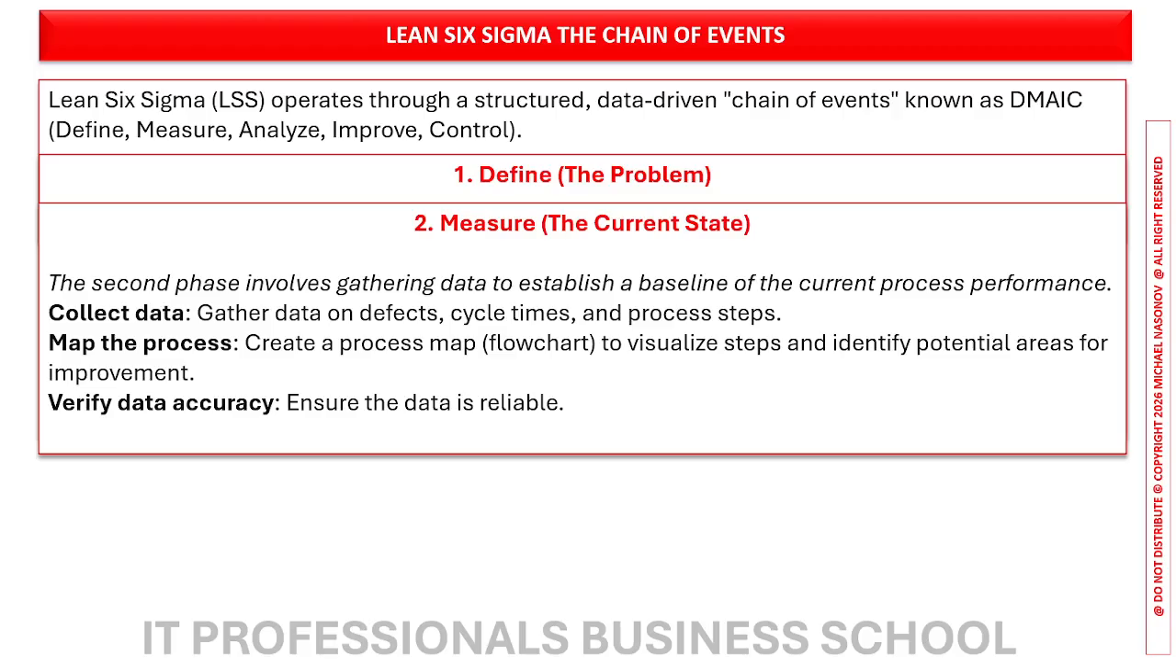Measure the current state. The second phase involves gathering data to establish a baseline of the current process performance. Collect data on defects, cycle times, process steps. Map the process. Create a process map, could be a flow chart, to visualize steps and identify potential areas for improvement. And verify data accuracy.